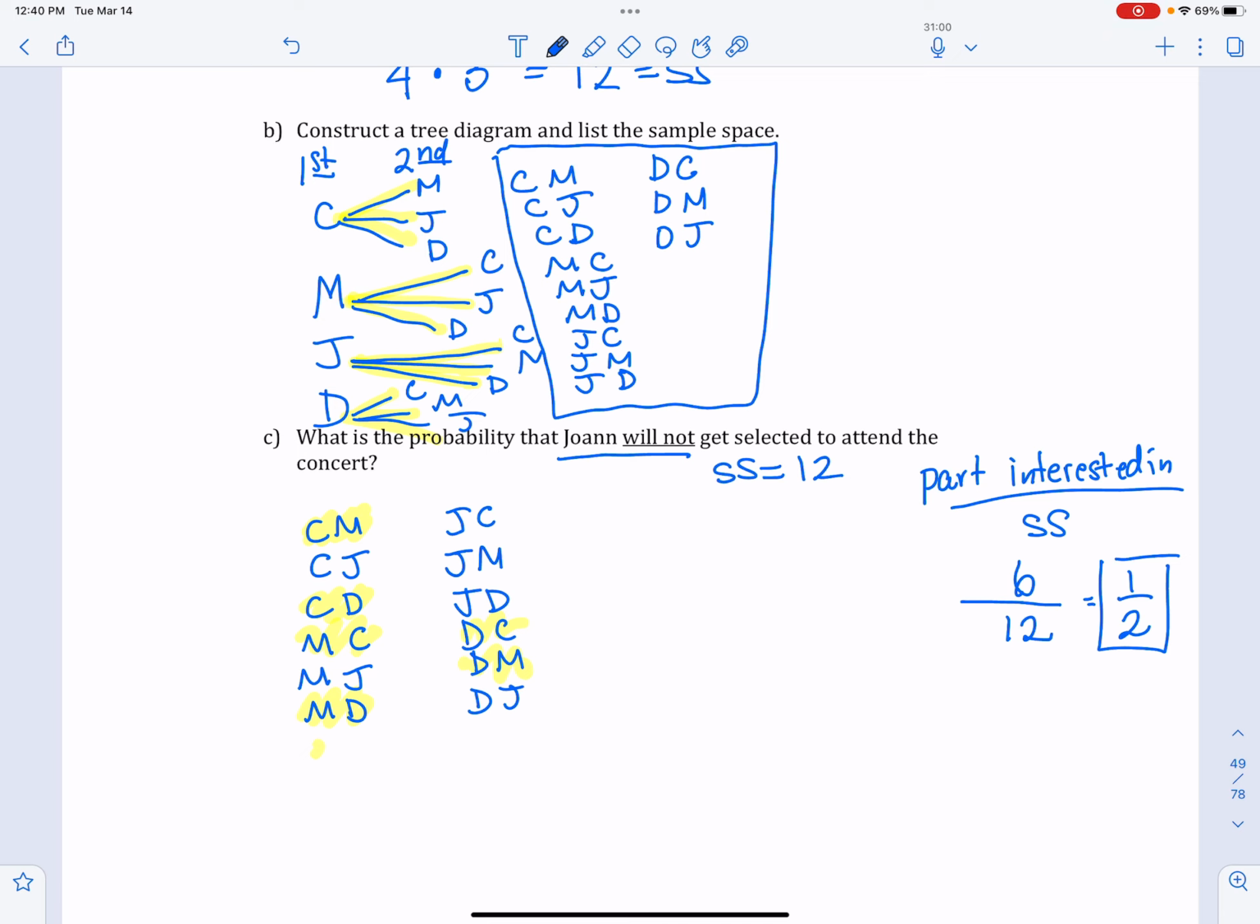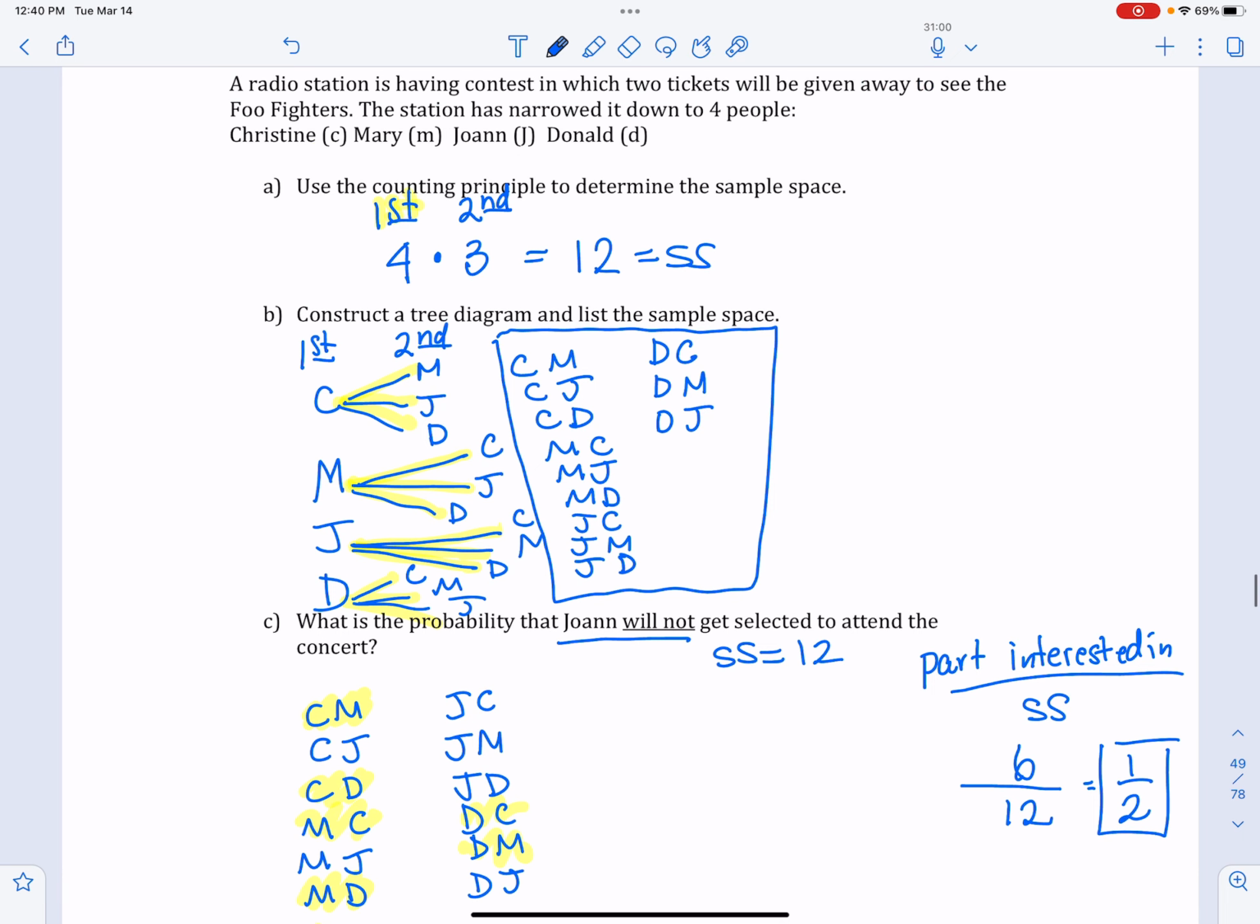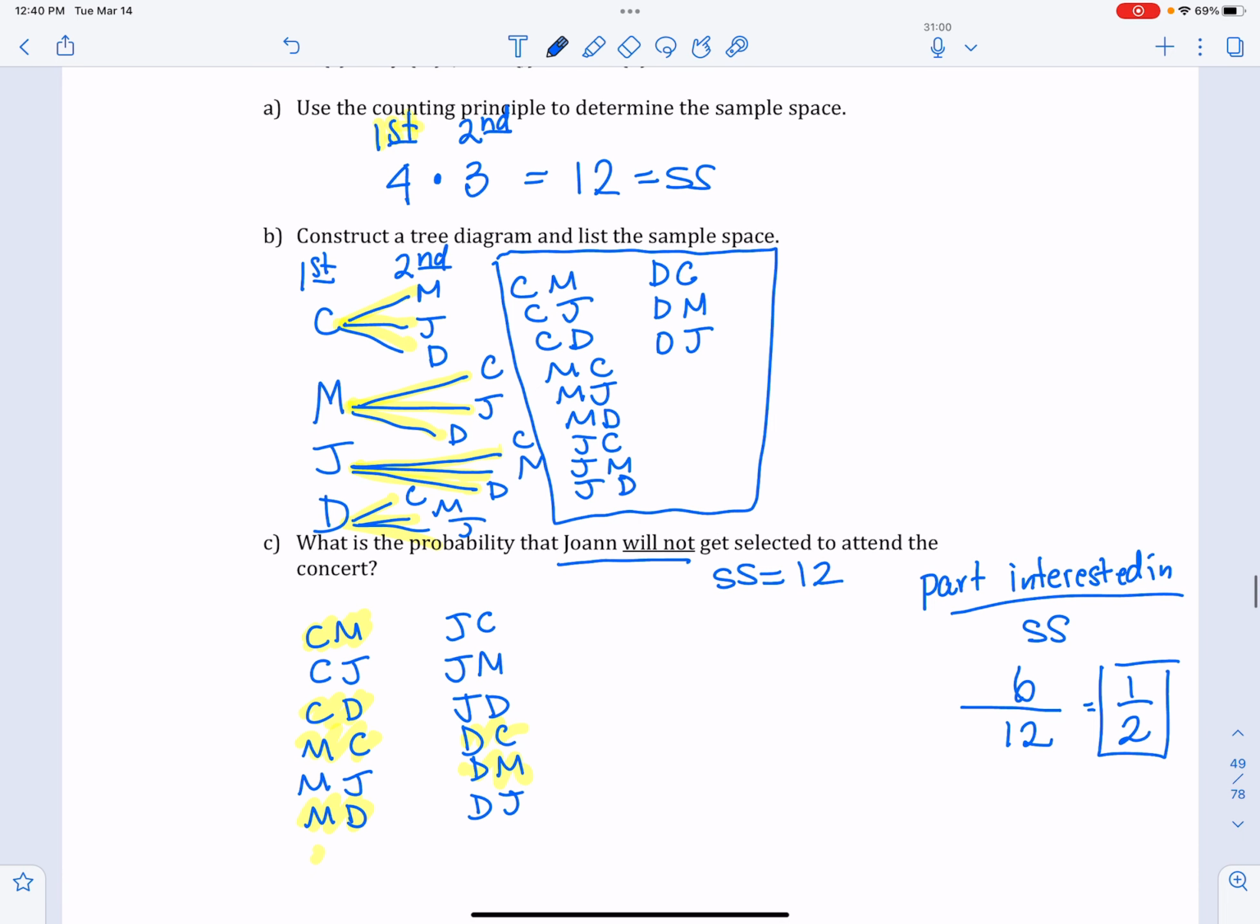Okay, so hopefully you guys get that. And that's actually, 11.4 is super quick. So once again, this will get you through your homework.